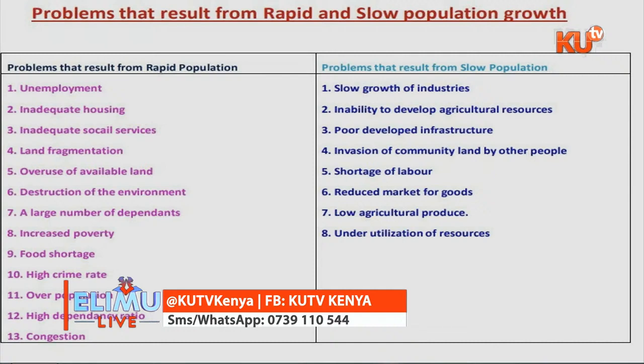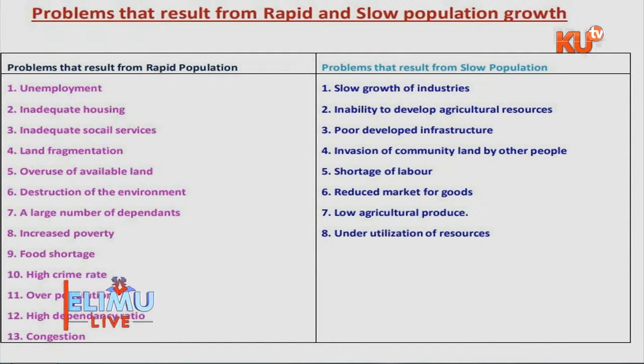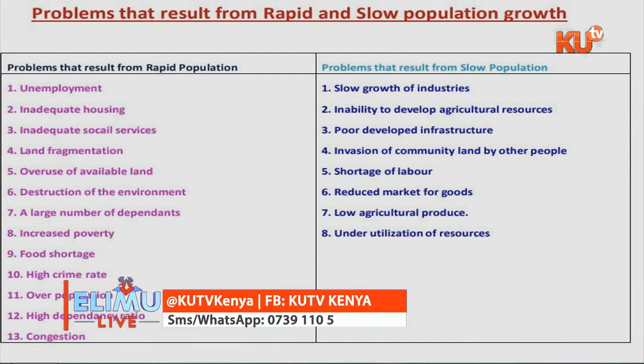When we have a high number of people settling in a given place, it means we are not going to have adequate housing. We also have inadequate social services such as hospitals and schools. In towns, people are congested, which leads to land fragmentation. Land fragmentation is where many people are settling on one land, and the land is very small. So due to rapid population growth, we are going to have land fragmentation.